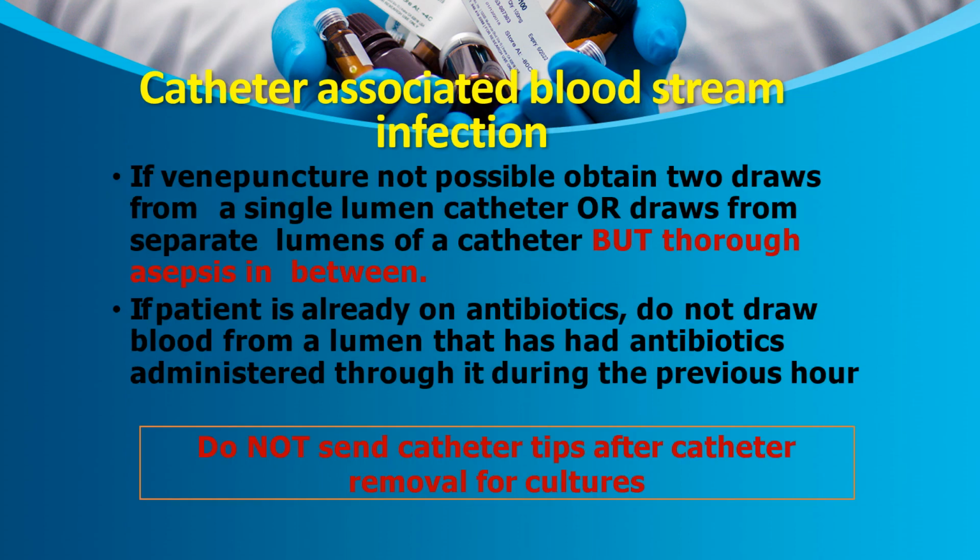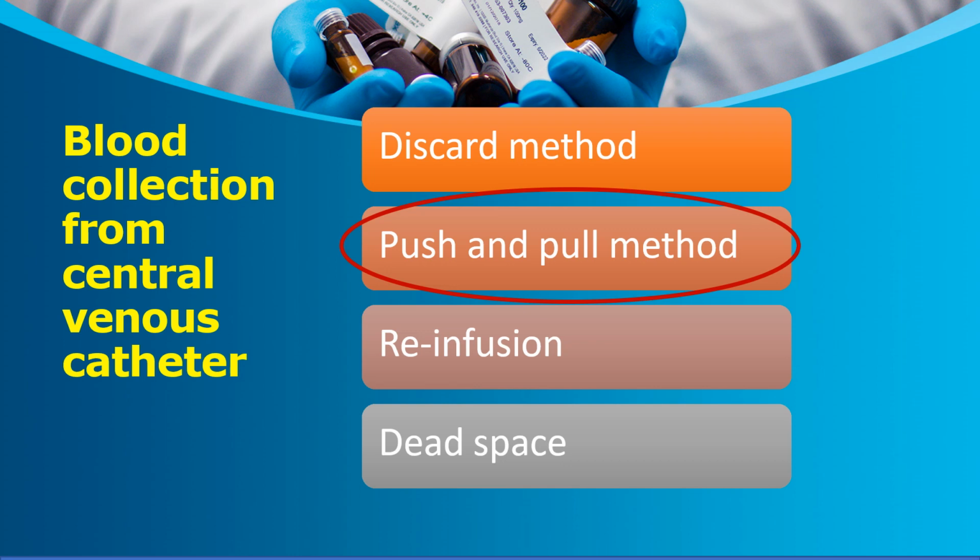If venipuncture is not possible, obtain the two draws from a single lumen catheter, or draws from separate lumens of the catheter, but with thorough asepsis in between. If the patient is already on antibiotics, do not draw the blood from the lumen that has had antibiotics administered to it during the previous 1 hour. Do not send the catheter tips after catheter removal for cultures. For the blood collection from a central venous catheter, the push and pull method should be used.